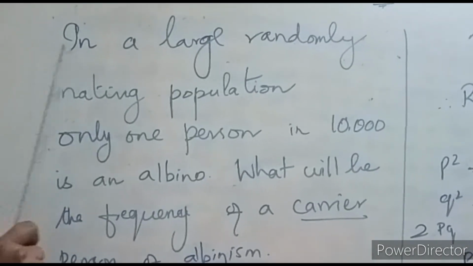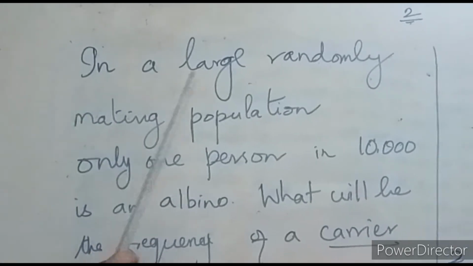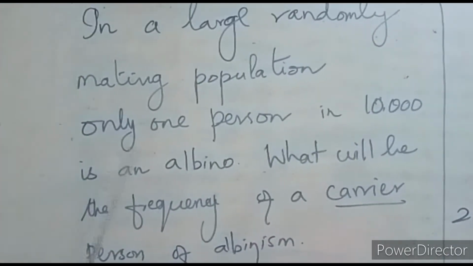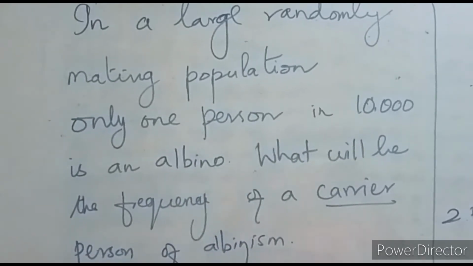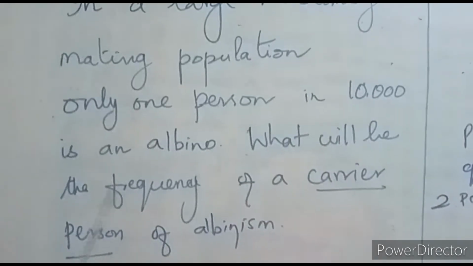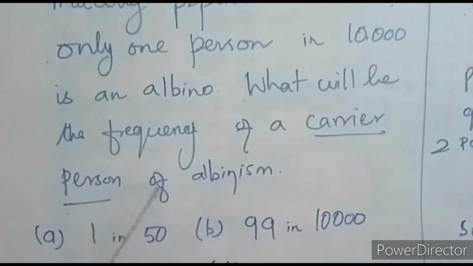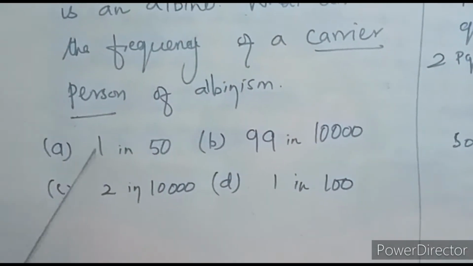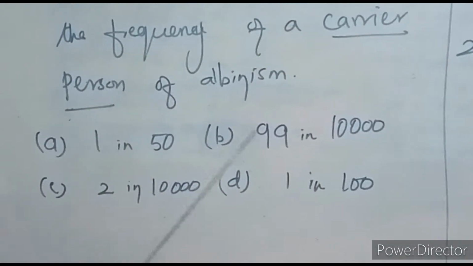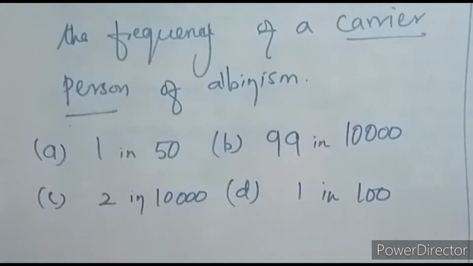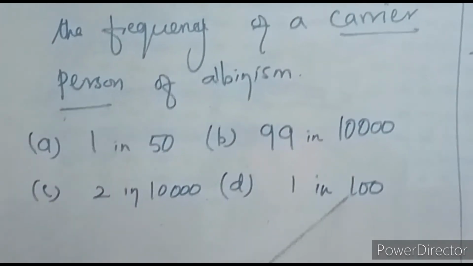Now, second type of problem. In a large randomly mating population, only one person in 10,000 is an albino. Question is, what will be the frequency of a carrier person of albinism? There are four options. A 1 in 50, B 99 in 10,000, C 2 in 10,000, D 1 in 100.